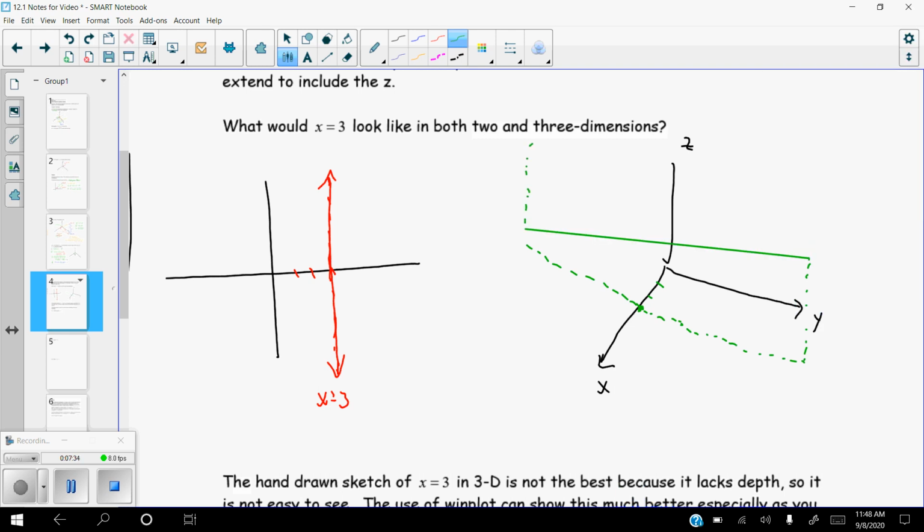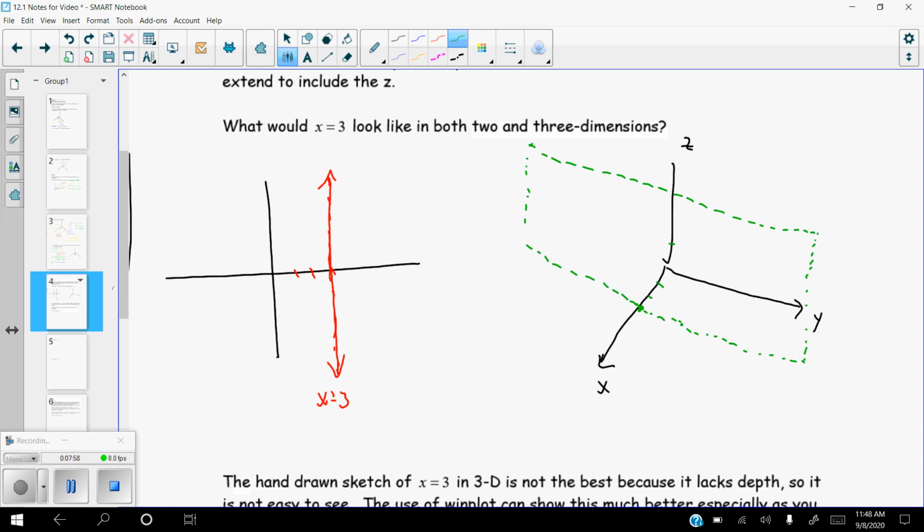What is going on here? I have no idea how I just did that or where that green line came from. And then again, try and stay parallel to the y-axis best that I can. Something like that. So that hopefully gives you somewhat of a perspective on your plane.